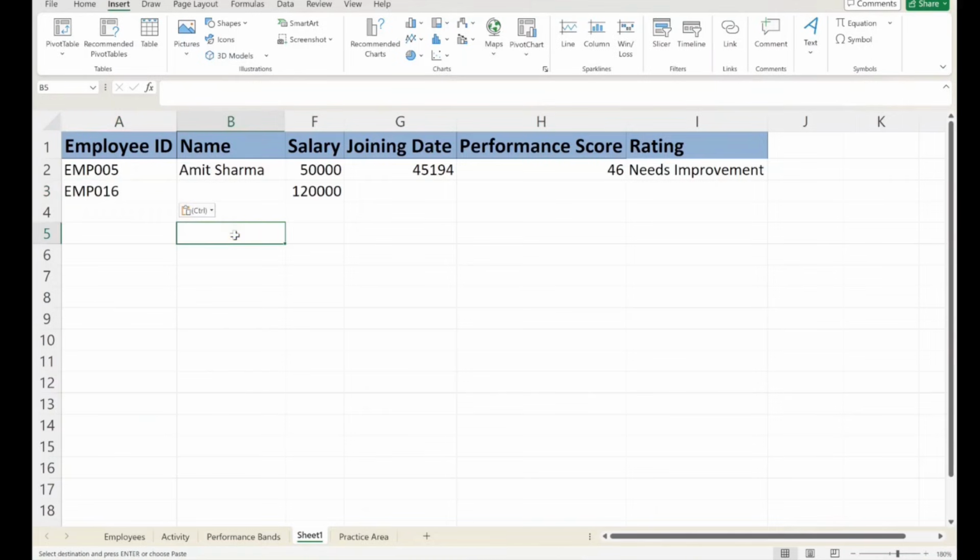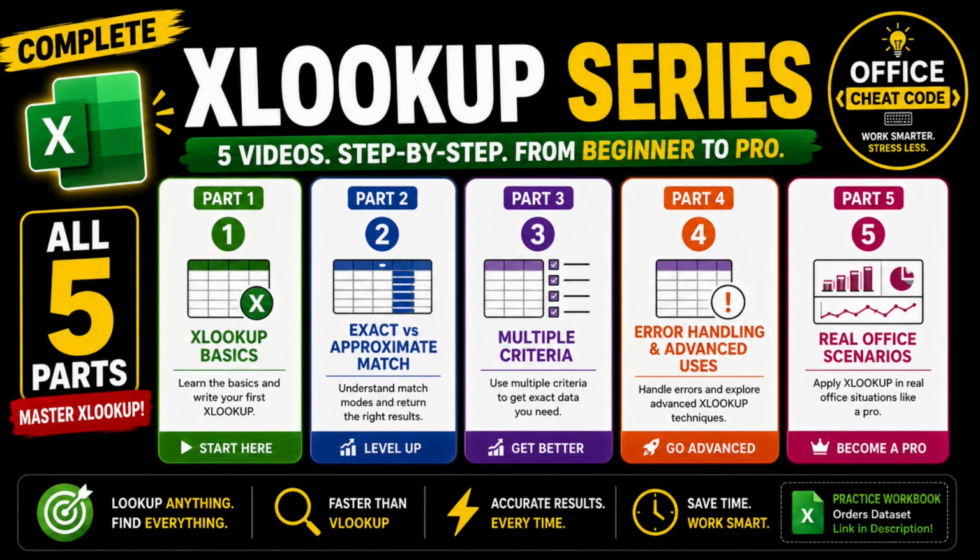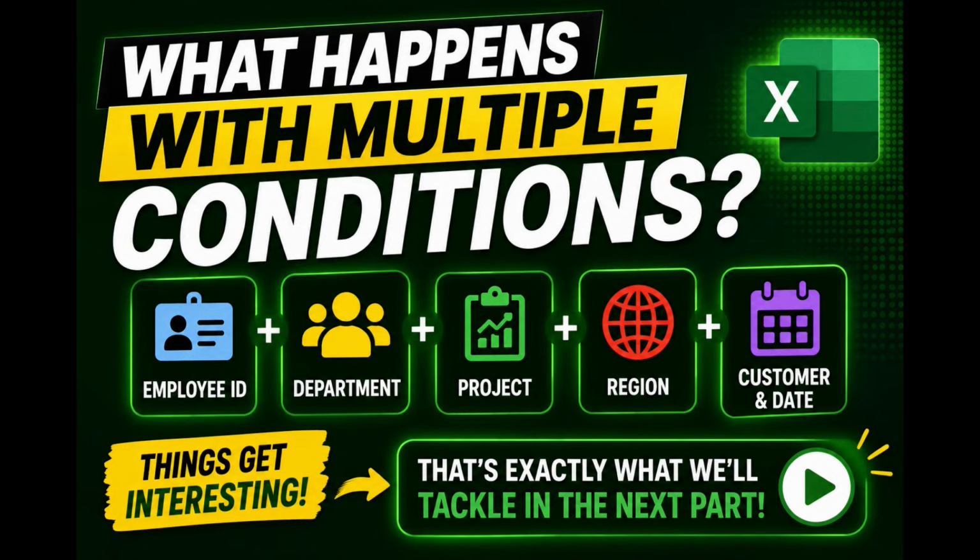Now let's recap what we have done so far. We checked that XLOOKUP can look left. So if you have watched part 1 and part 2, you now know much more than just the basic XLOOKUP formula. But there is still one very important problem we haven't solved. What happens when you have multiple conditions? For example, what if I don't just want to find an employee based on employee ID? What if I want to find an employee based on the employee ID and department, or product and region, or customer and date? That is where things get really interesting. And that's exactly what we are going to tackle in the next part.